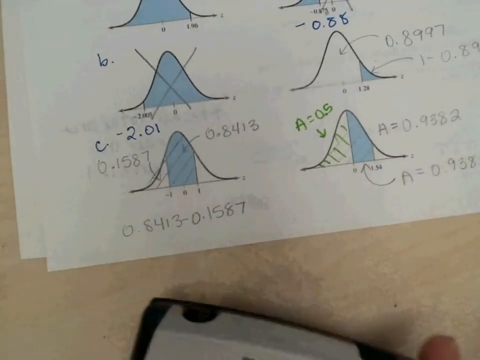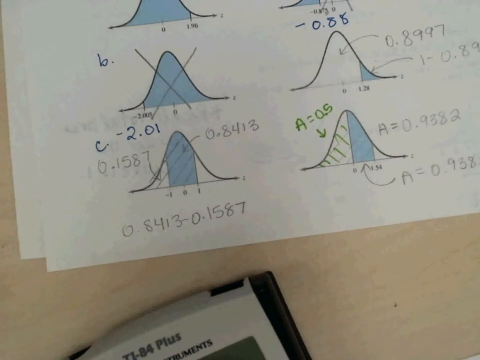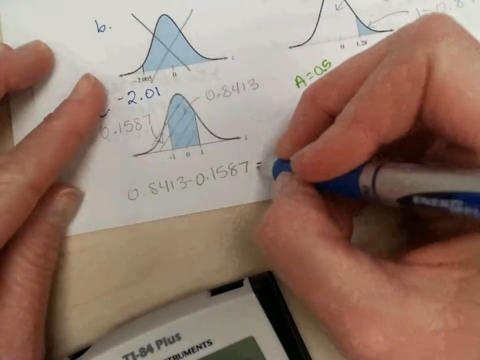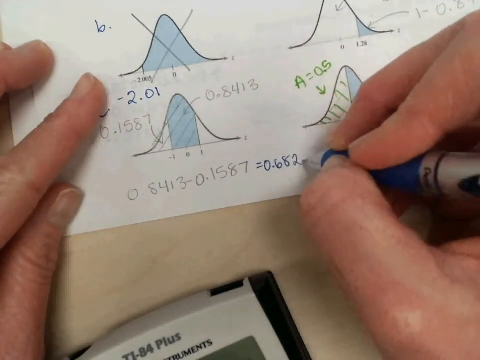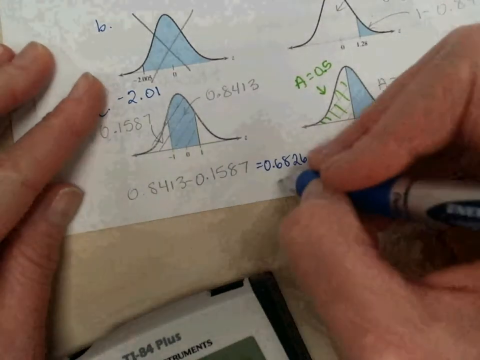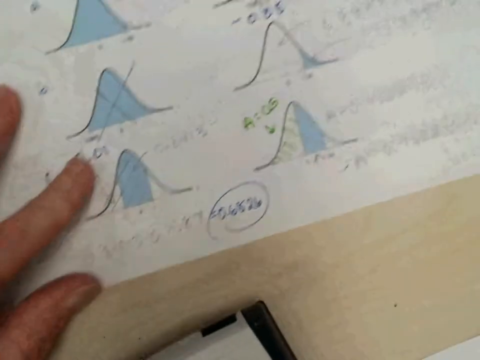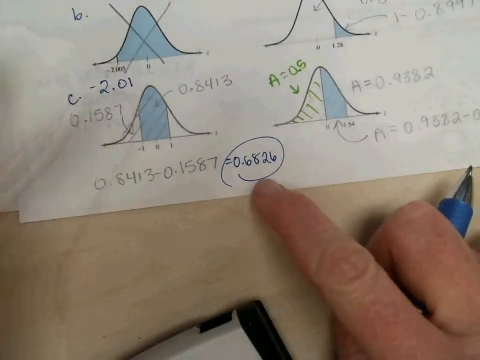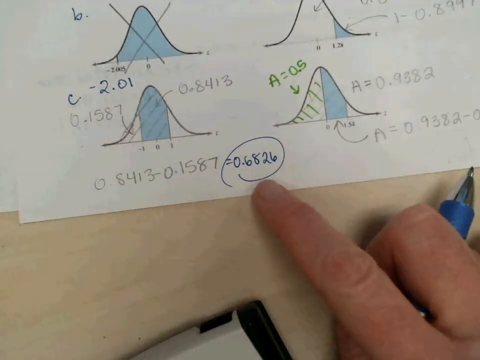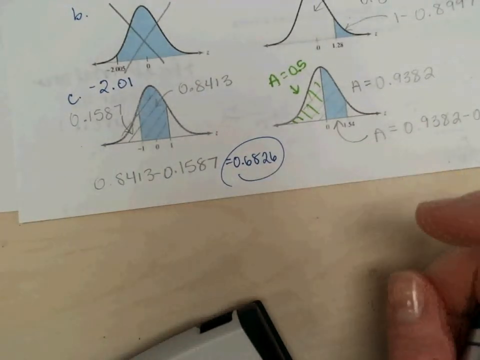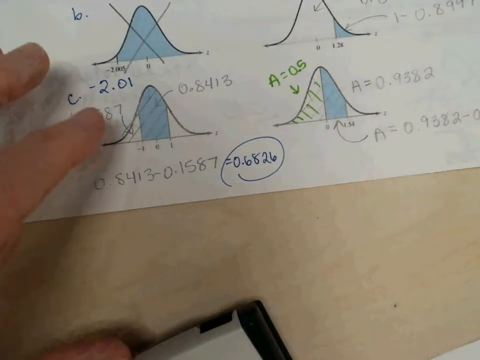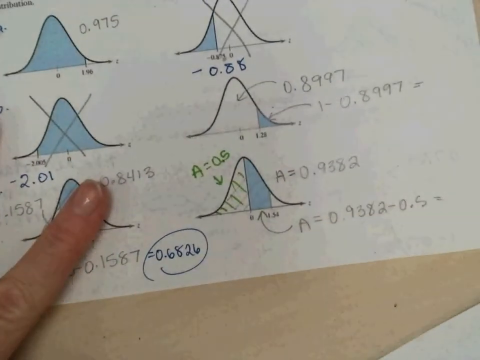So we need to subtract 0.8413 minus 0.1587 and get 0.6826 as the area. Again, that's associated with the probability. Okay, so we'll look at the applications of this a little bit more in section 3.